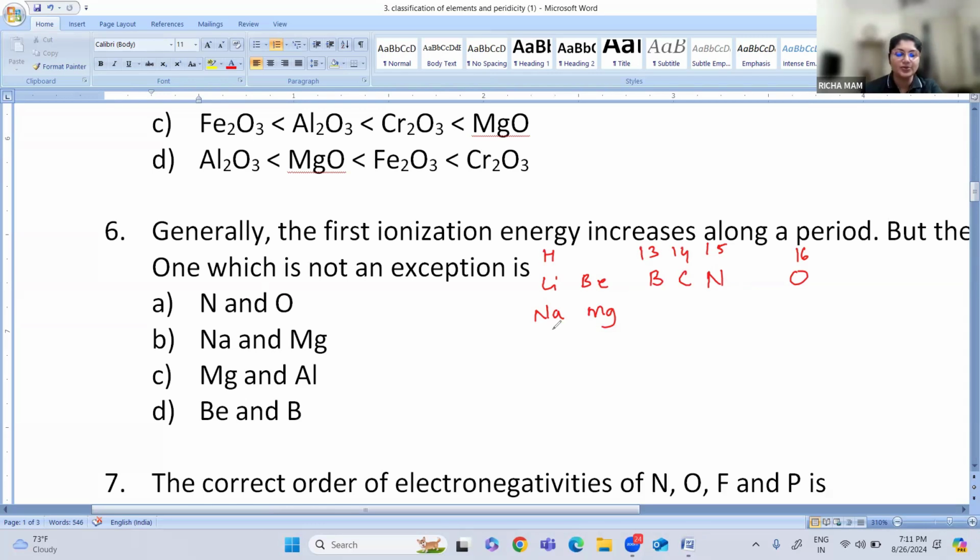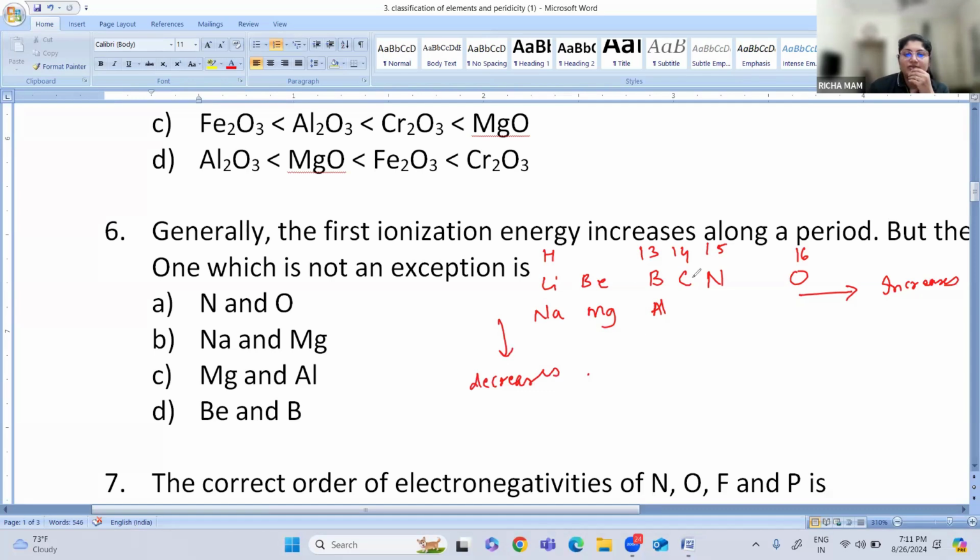And when you see aluminum, where is aluminum? Down from boron. So beryllium, boron, magnesium, oxygen, and nitrogen are all placed. Now across the period, what happens? It increases, and down the group it decreases. Now, which is not an exception among the following?